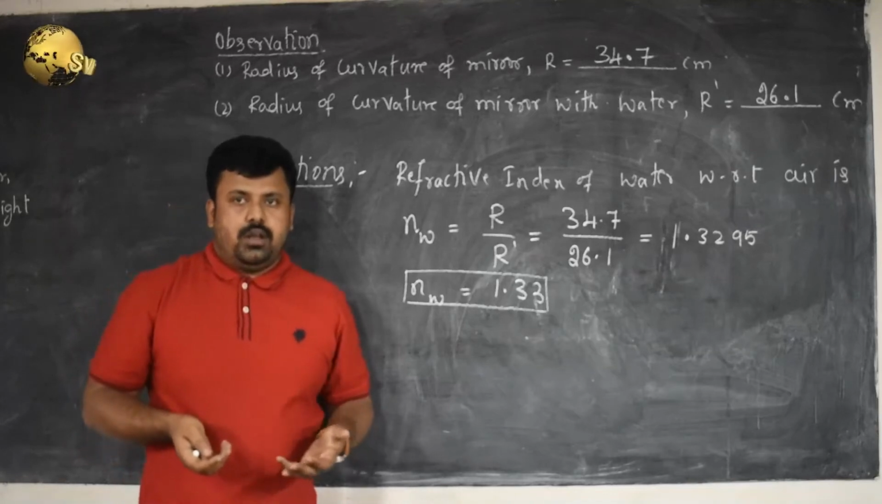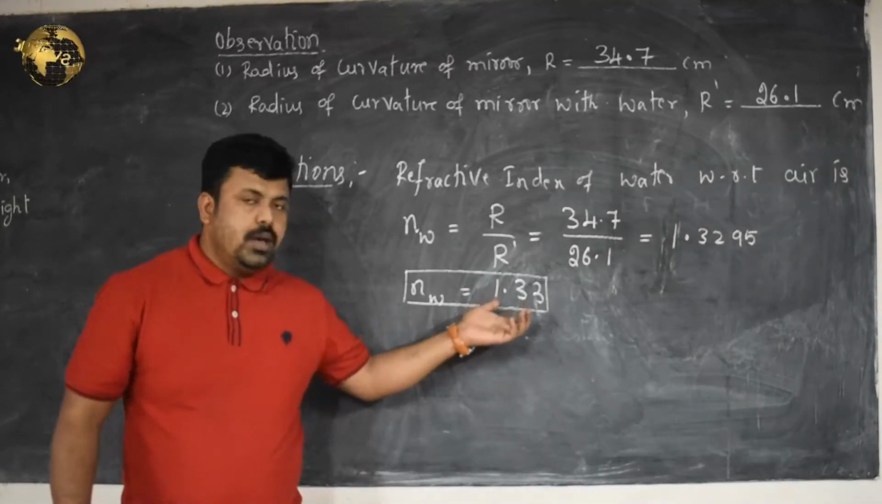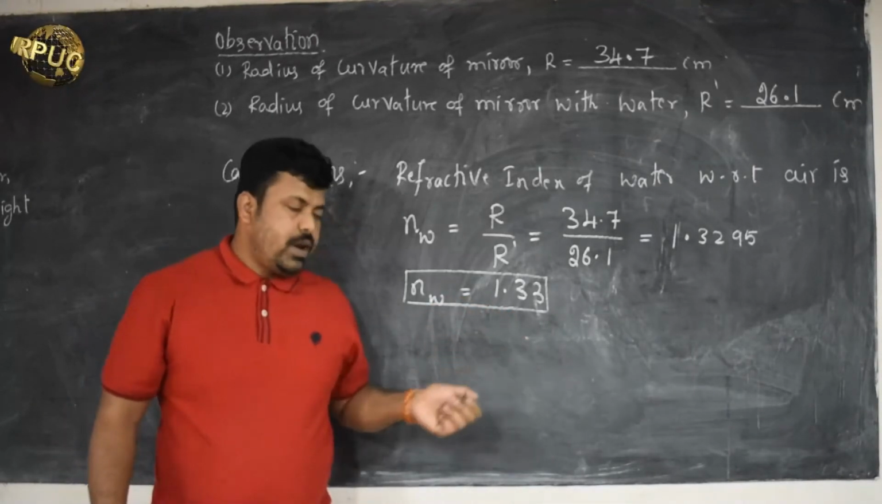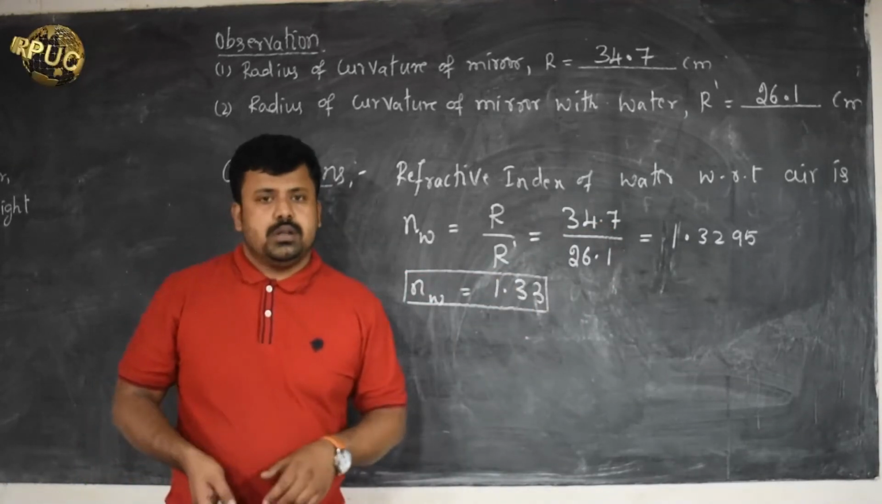The actual value of the refractive index of water is also 1.33. By experiment, making use of the concave mirror, we are finding out the refractive index of water, and we are also getting the exact value. So this is the result.